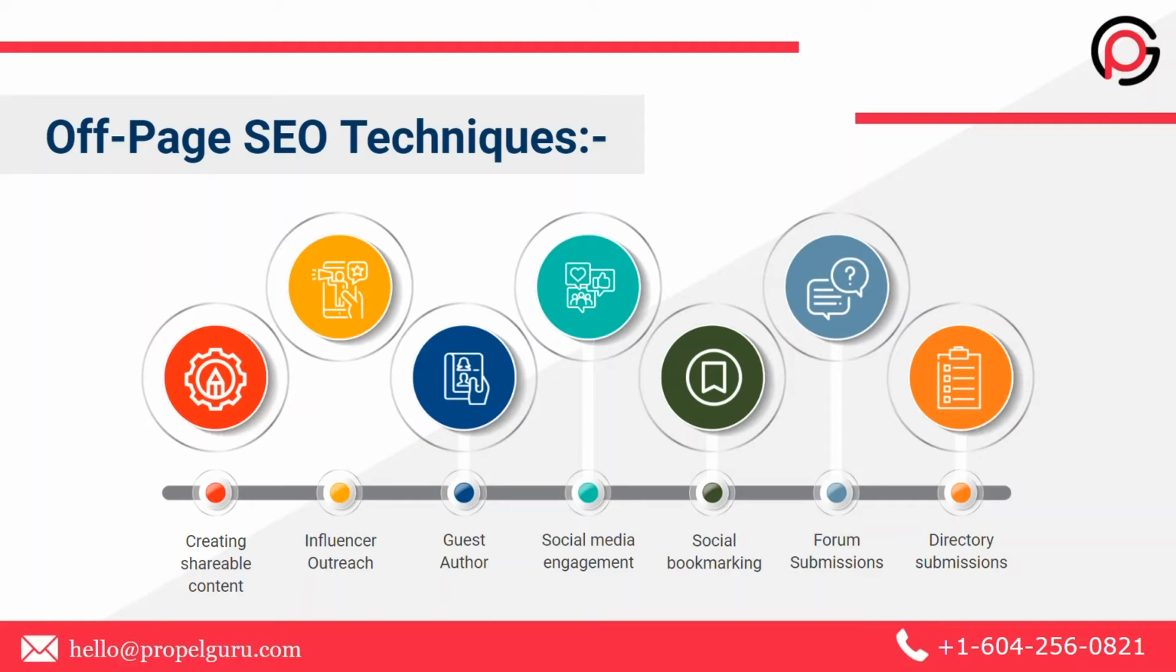So, here's the list of off-page SEO techniques that we should follow to rank higher on SERPs. The first one is creating shareable content. Then we have influencer outreach, guest author, social media engagement, forum submission, and lastly the directory submission. By following these techniques, we can get a higher ranking for our website.